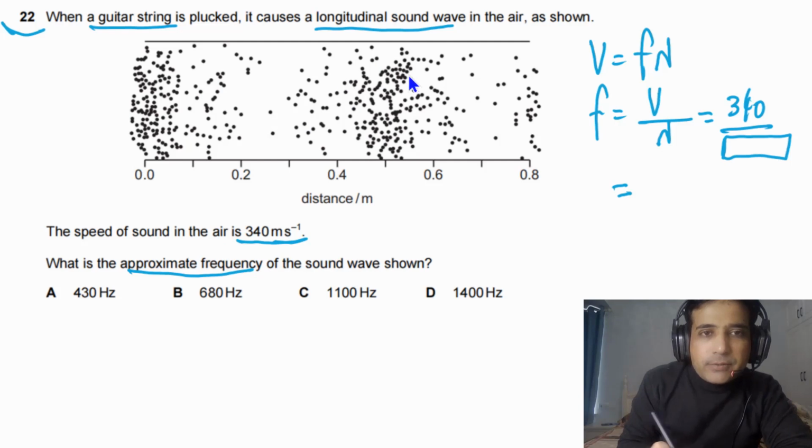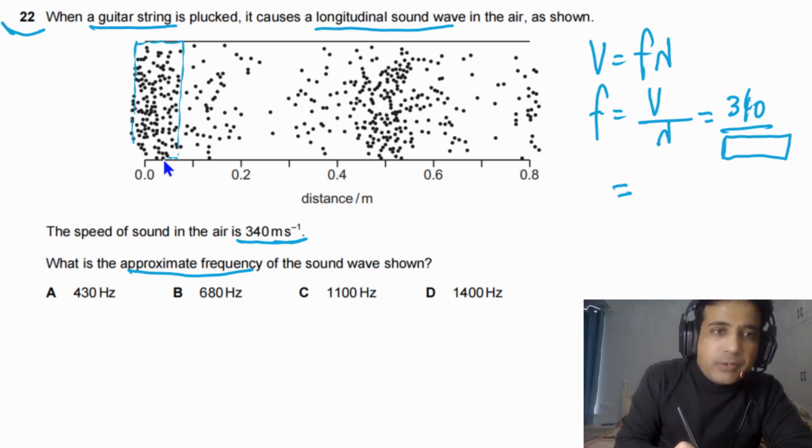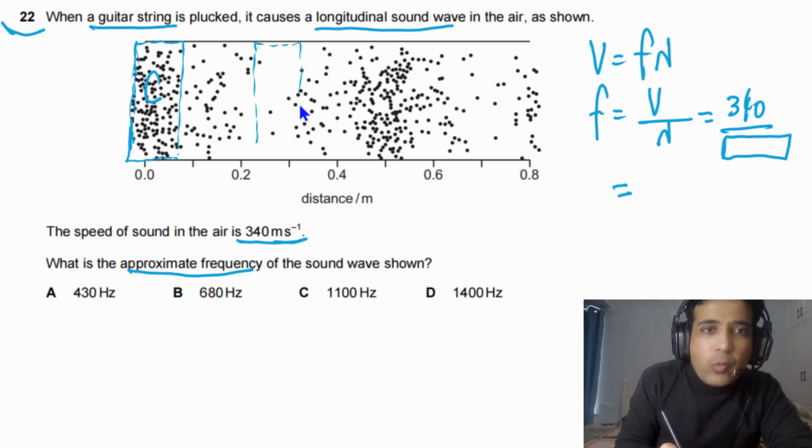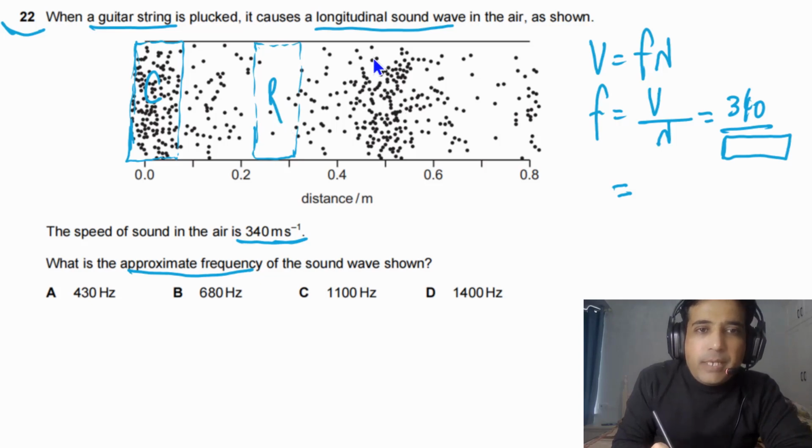If we look at these waves, the longitudinal sound wave in this air, we can see in this region particles are compressed. So as particles are compressed, we call this region compression. And in this region, you can see particles are away from each other. So this region is called rarefaction. And again here you can see in this region, particles are compressed. So this is also compression.